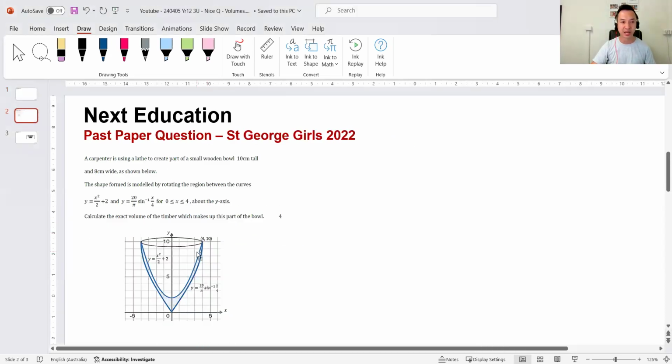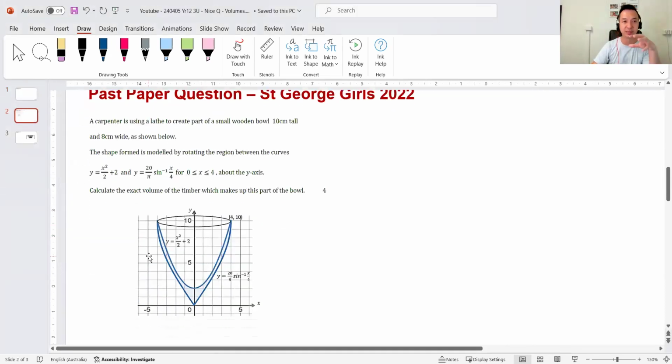So for 4 marks, reading through this, a carpenter is using a lathe to create part of a small wooden bowl. You can see it in the blue, 10 centimeters tall, 8 centimeters wide. The shape is formed by rotating the region between those two curves and the y-axis. So how do we do this?